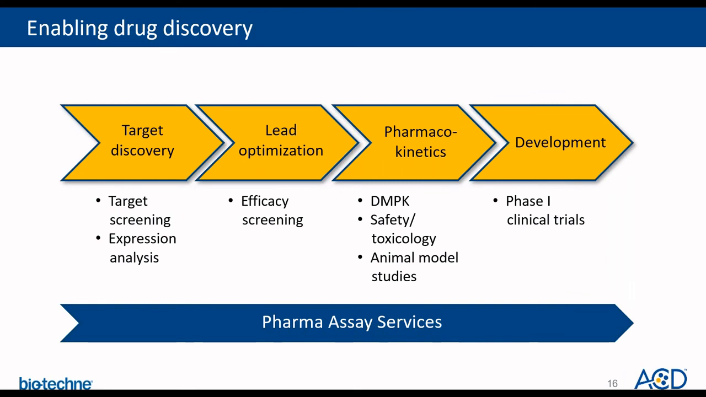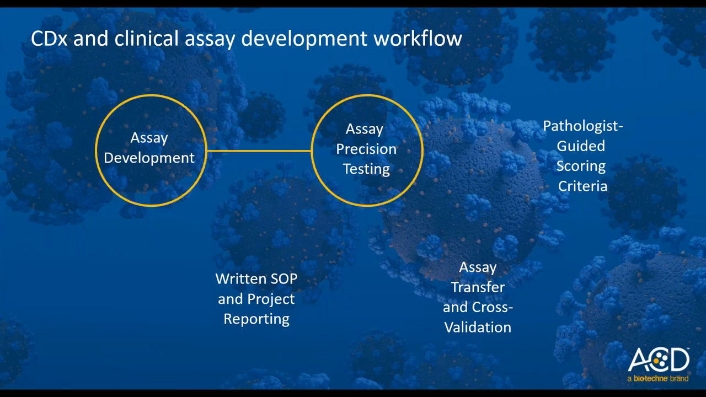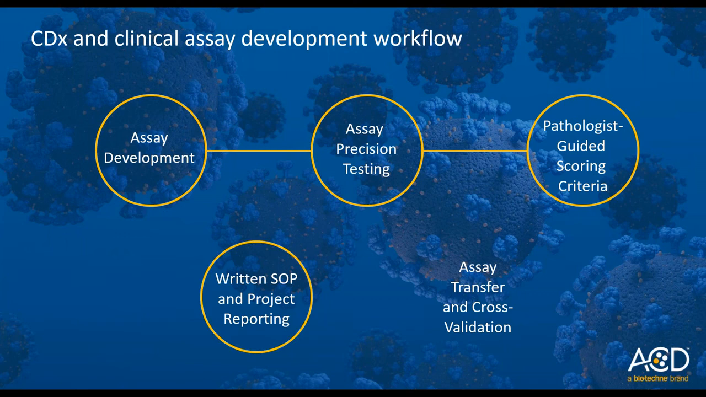The Pharma Assay Services team can help you with drug discovery through the phases, from target discovery to development. We can help with target screening, efficacy screening, DMPK studies, safety and toxicology studies, as well as performing early feasibility assessment for development in phase 1 clinical trials. Here we have the PAS CDx and clinical assay development workflow. From assay development and precision testing, the pathologist-guided scoring and analysis, the written SOP, and reporting to assay transfer and cross-validation.